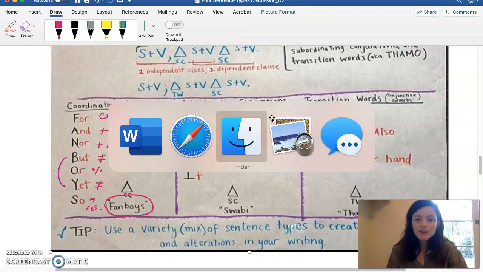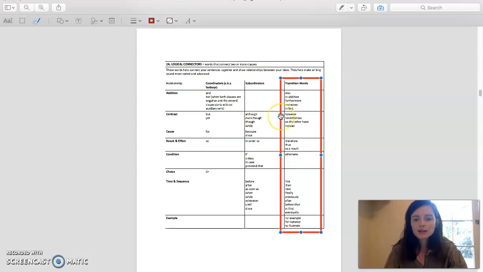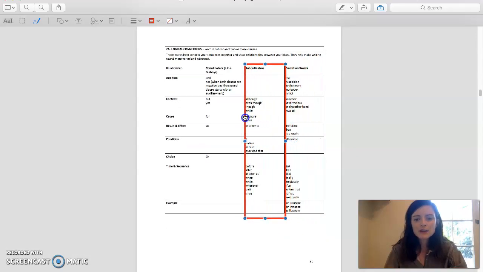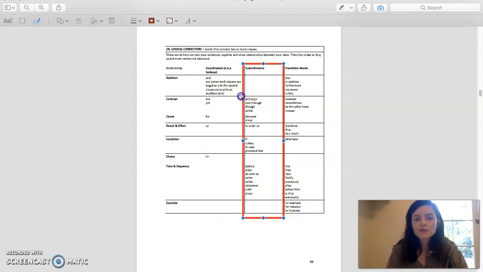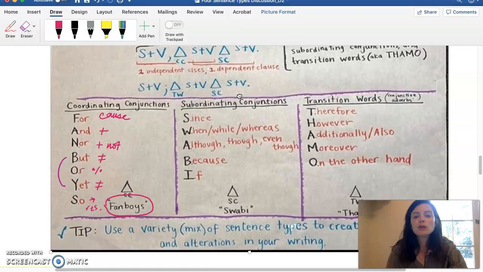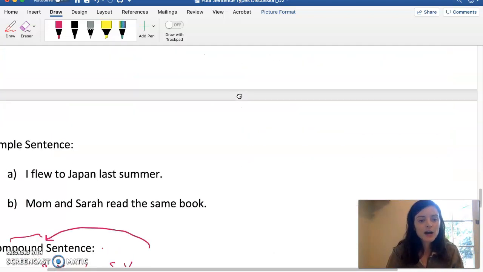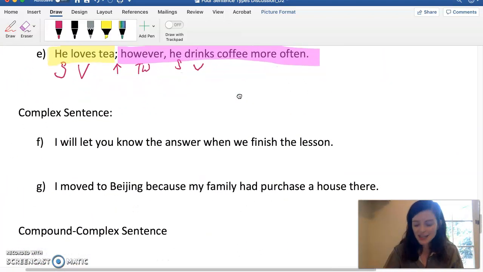And if this material is new to you, you can take a look at page 59 in our reader, and it does have a list of those subordinators and what they mean. You can see that if is a condition, because is cause, although is contrast, as it does also have those coordinators that we talked about. But the beauty of connecting words is they show relationship between ideas, okay? So let's look at a couple examples of complex sentences.